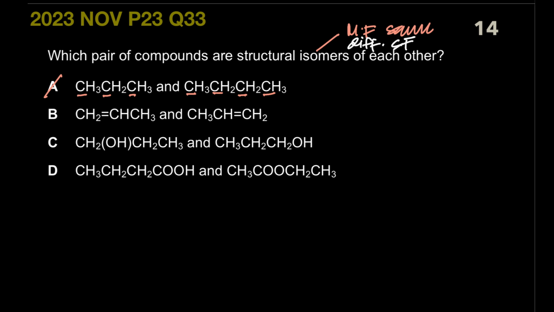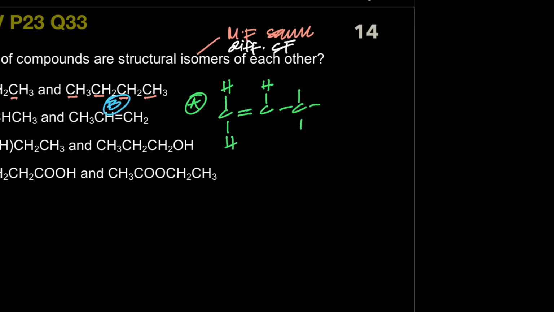Now, for the others, I have to draw them. So let's draw our B. B says you have CH2 double bonded to a C bonded to an H, which is bonded to a CH3, right? So that's basically meth, eth, prop. That's prop-1-ene, right? This is molecule A, I'll label it right here. Now if I want to make B, I can do so. So that's CH3, that's C bonded to H, and then it's double bonded to CH2.